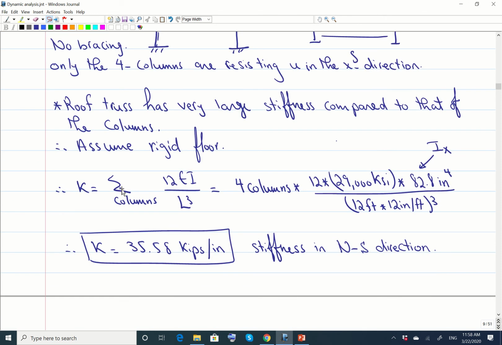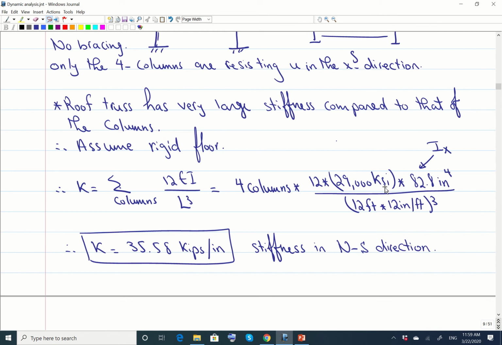Now k is going to be the summation, as we mentioned, assuming we have a rigid floor. The roof truss has very large stiffness compared to that of the column, so we're going to assume a rigid floor. We have k equal to the summation of 12 EI divided by L cubed for each column we have. The four columns are identical, so I can just multiply 4 by 12 EI divided by L cubed for each column. If the columns have different sections, you will just have to find 12 EI divided by L cubed for each column and then sum them together. So here we have 4 columns multiplied by 12. E is the modulus of elasticity of steel, 29,000 KSI.